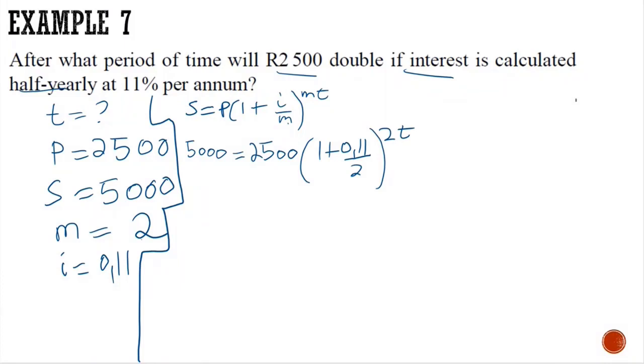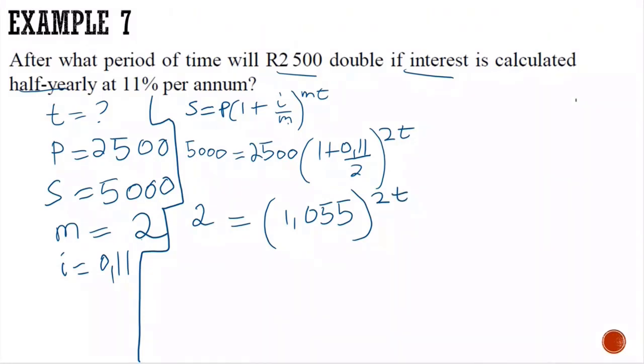Okay, so now you can just divide 5,000 by 2,500. You will find that that is equal to 2. Right? 5,000 divided by 2,500. Yeah, I cannot do arithmetic, guys. You must never trust me. So this is equal to, whatever is inside is going to be 1.055 to the power 2t.